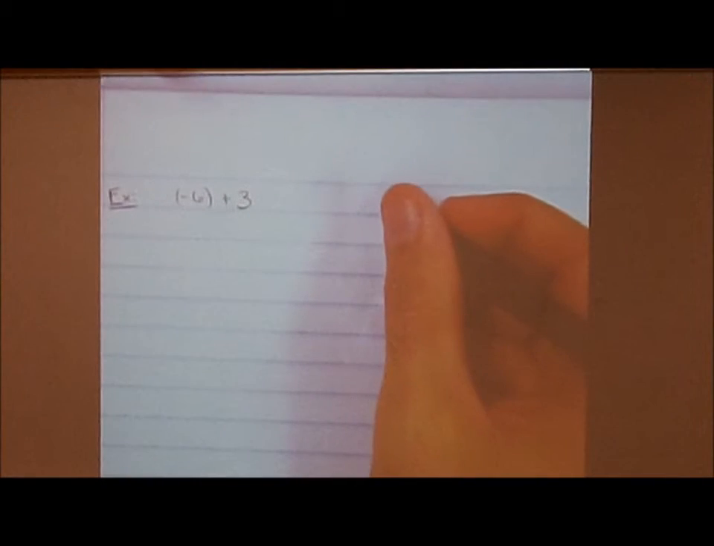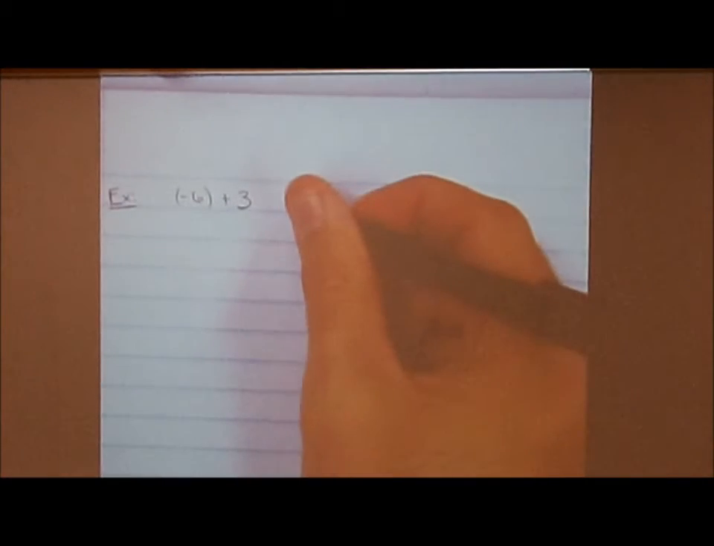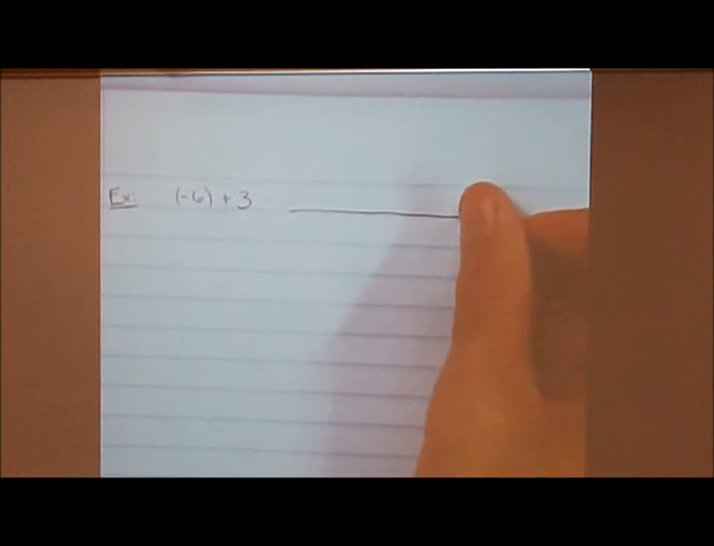Okay, so we have a -6 and add 3. How does this work? Use a number line. Okay, so this number line. I should make a number line too. You should make a number line. Is this a good line?